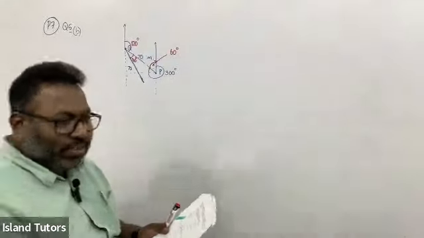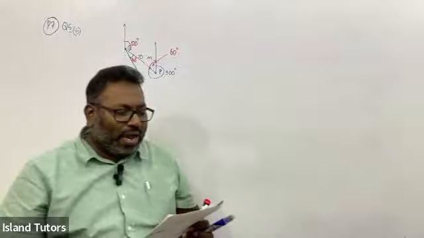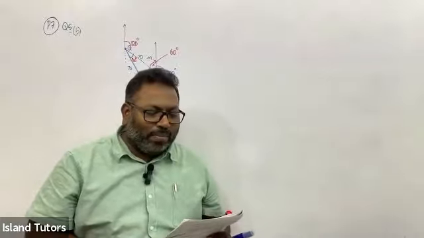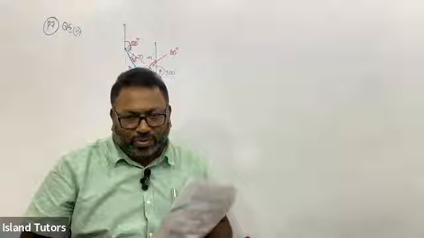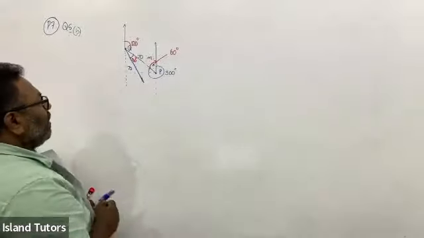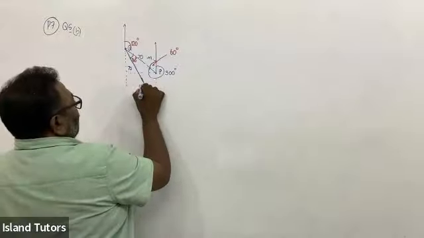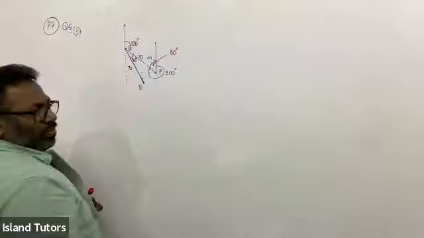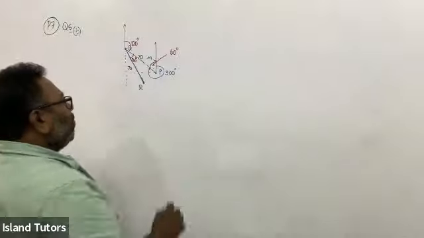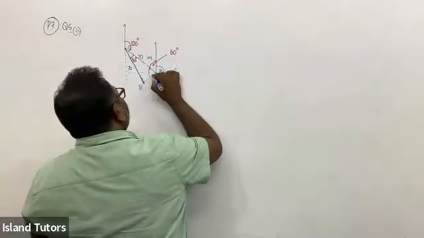Then what they are saying is, find the bearing of the harbor R from harbor P. Okay, harbor R from harbor P. So that means from P to R. This is R. So we'll join these two, R and P.